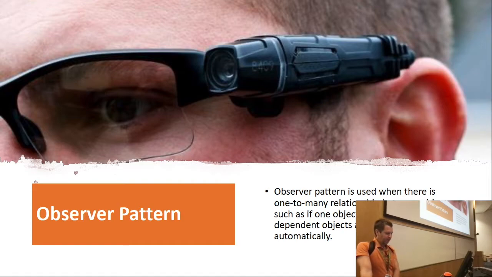Observer patterns. An observer pattern is used when there is a one-to-many relationship between objects, such as if one object is modified, its dependent objects are to be notified automatically. Can anybody think of a common example of the observer pattern in our daily lives? Anybody think of one? It's a good thing we're covering this material.